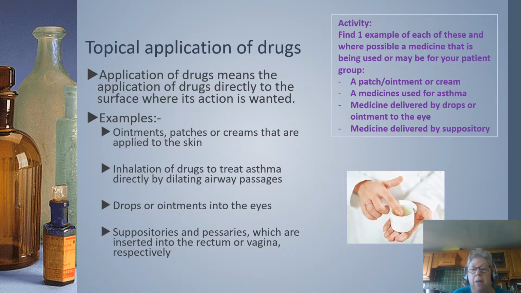Other medicines may be inhaled, and one obvious treatment relates to asthma and to asthma medications which dilate the airway passages for people who are trying to manage their asthma. Drops or ointments into the eyes, and suppositories and pessaries inserted into the rectum or vagina, respectively. So your activity is to find one example of each of these, and where possible a medicine that is being used or may be used for one of your patients or within your patient group.